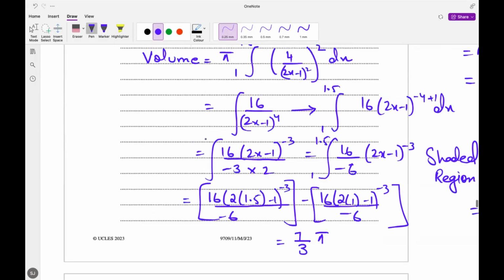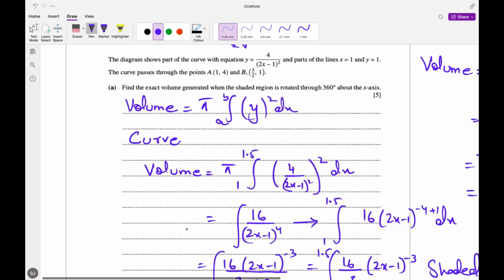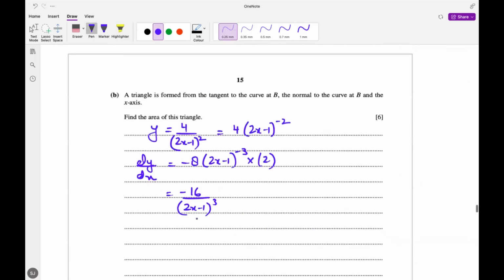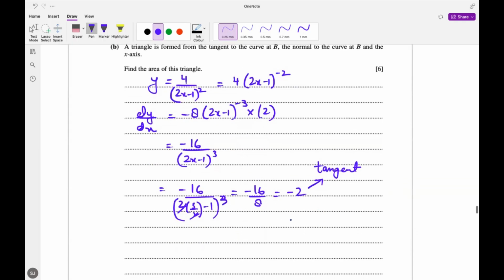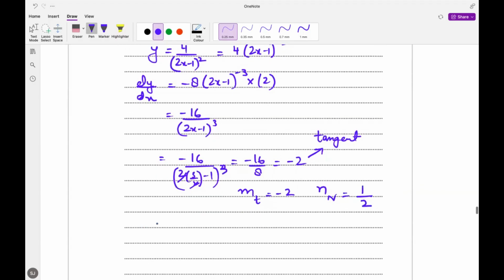Now at B, the x value was given, which was 3 upon 2. So substituting x equals 3 upon 2 into this equation, we'll get minus 16 upon (2 into 3 upon 2 minus 1) whole cube. Cancelling 2 and 2, we'll get 3 minus 1, which is 2. 2 cube is 8. So we'll get minus 16 upon 8, so minus 2. This is the gradient of the tangent, which means that the gradient of the normal will be the negative reciprocal, which is positive 1 upon 2.